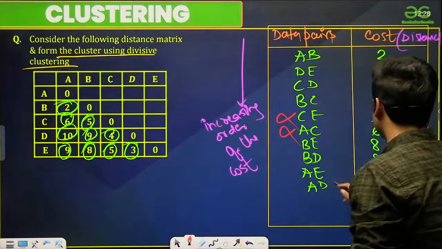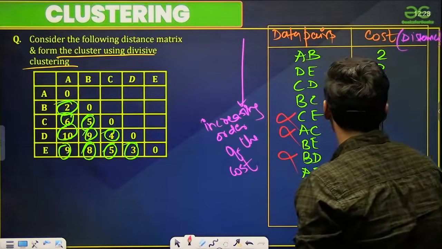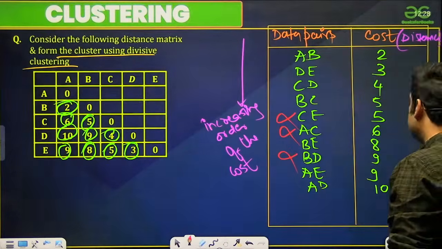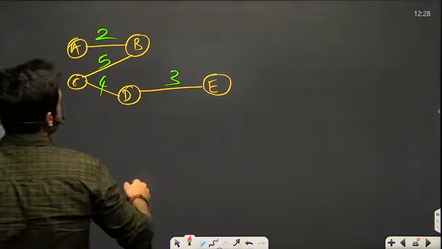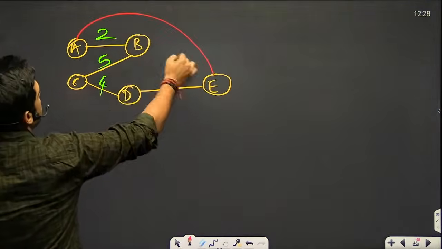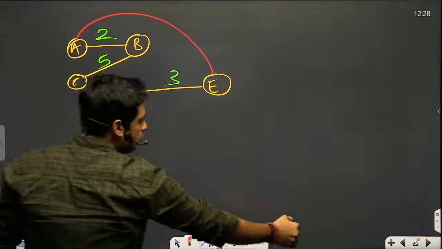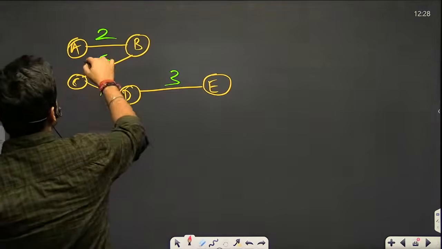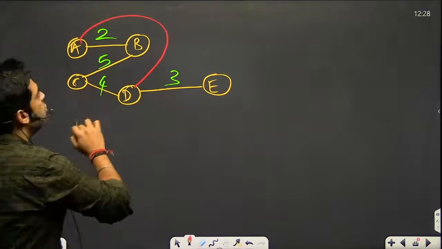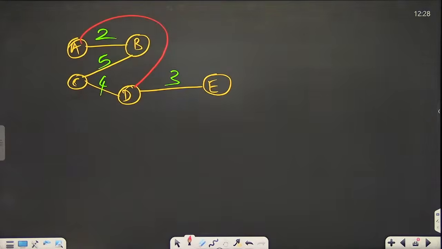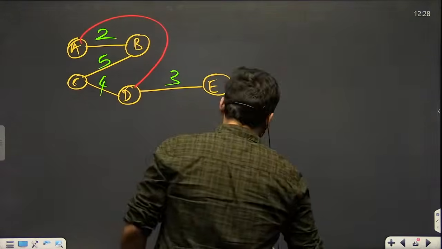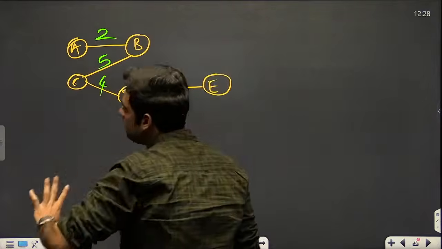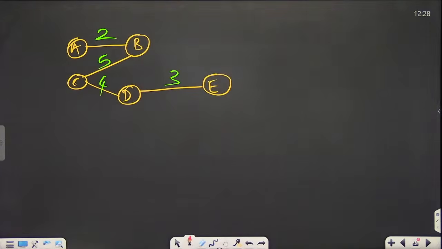ठीक है, तो इसका मतलब BE पे भी लूप बन रहा है, BD पे भी लूप बन रहा है. अब now I have AE and AD. See, if I join AE, again a loop is getting formed. I won't be joining AE. And if I join AD, again a loop is getting formed. I won't be joining AD. ठीक है, तो अब now this is the minimal spanning tree that has been formed.